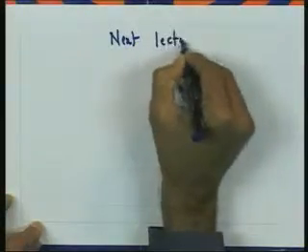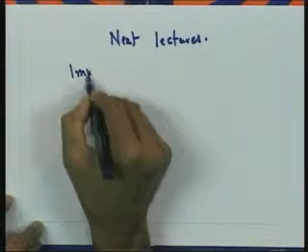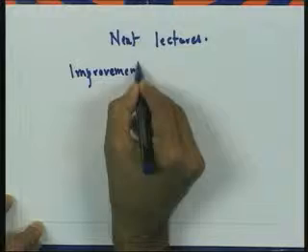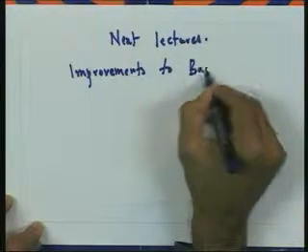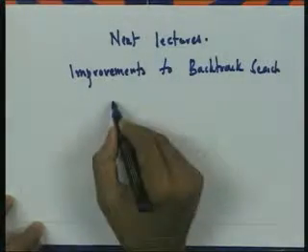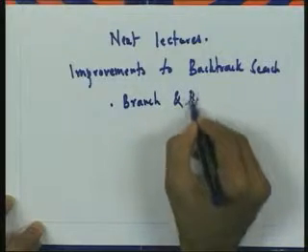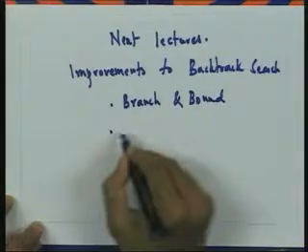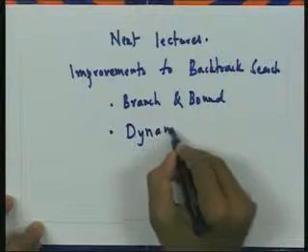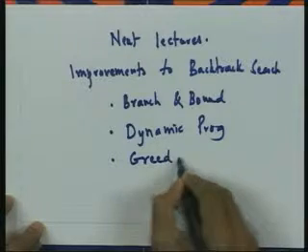So let me just look at what we are going to do next. We are going to study improvements to backtrack search. As mentioned before, we are going to study a technique called branch and bound, and then we will look at dynamic programming and greedy strategies.